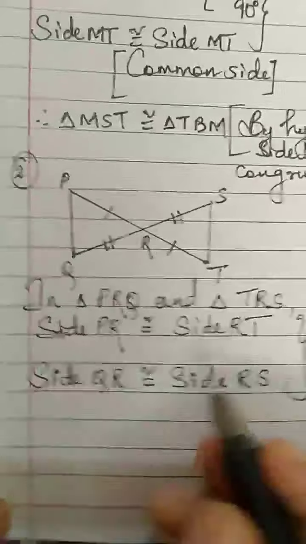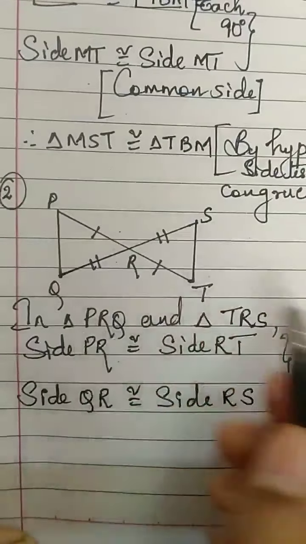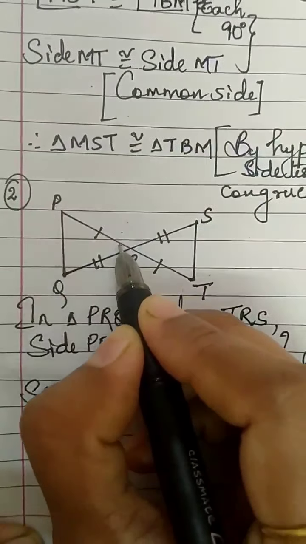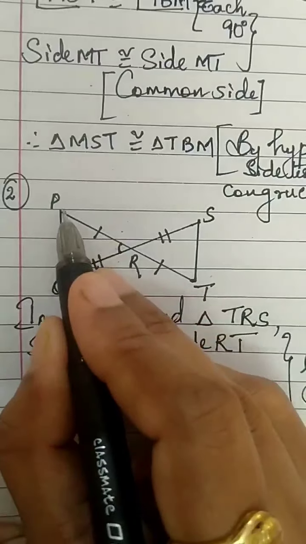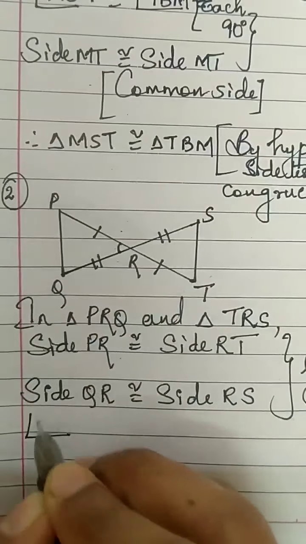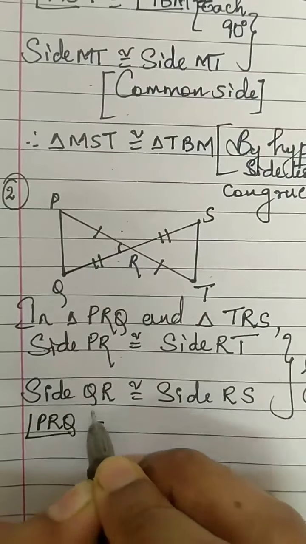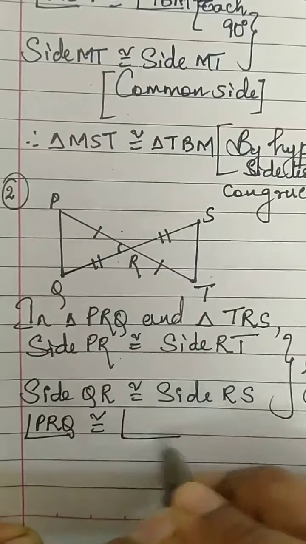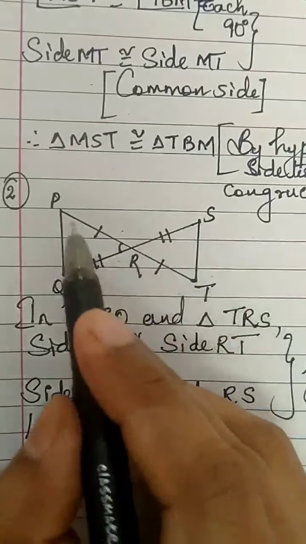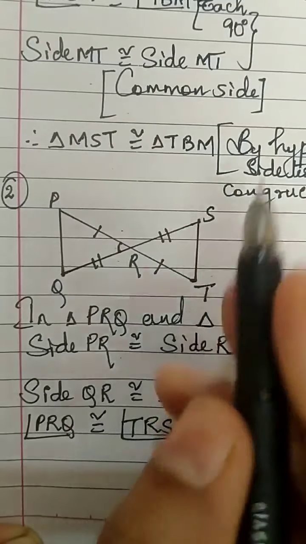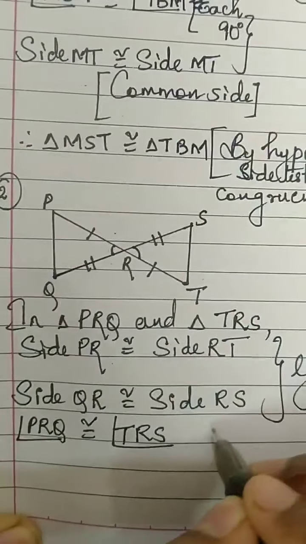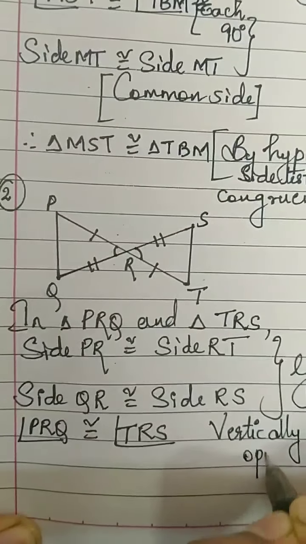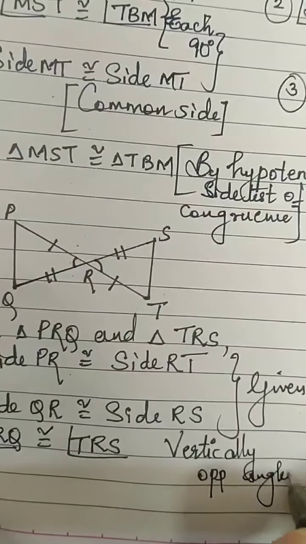We need three things to prove the triangles congruent, which is the third thing that you're going to take. The third thing is angle PRQ. Angle PRQ congruent to angle PRQ taken, no? So angle PRQ congruent to, look at the name and write, TRS. Angle TRS. PRQ congruent to TRS. Both are vertically opposite angles. Write down the reason: vertically opposite angles. So both these angles are congruent.